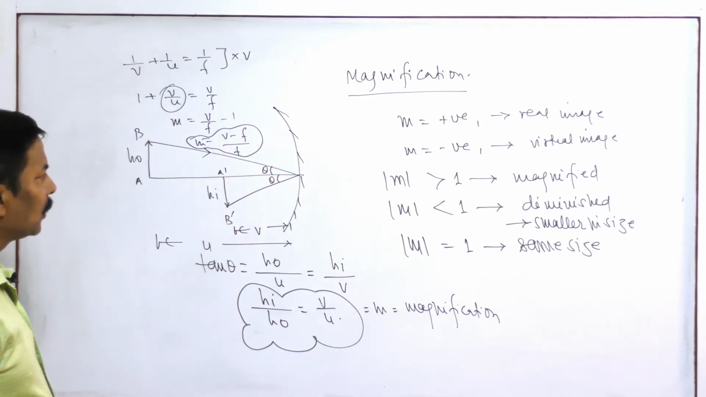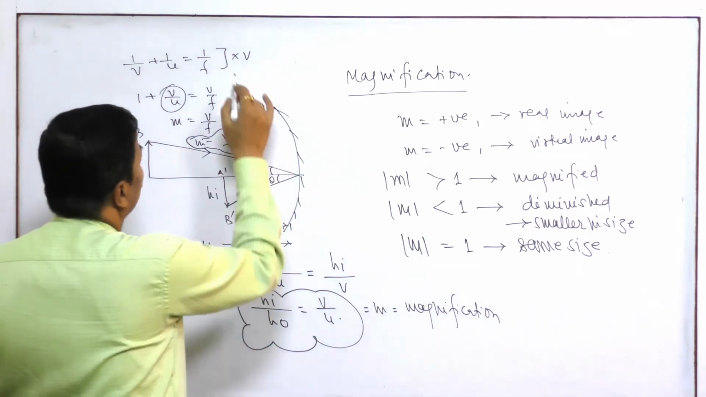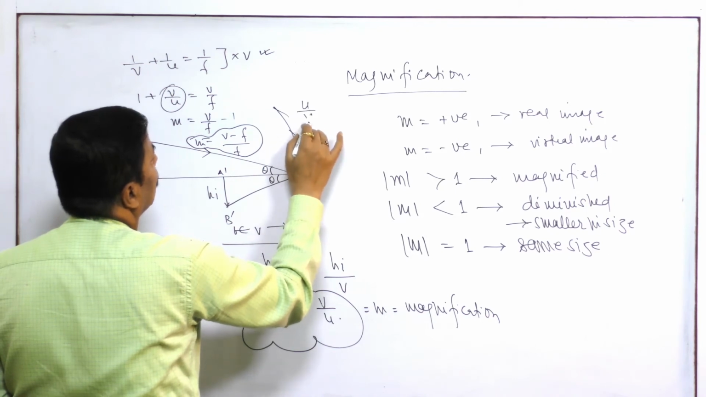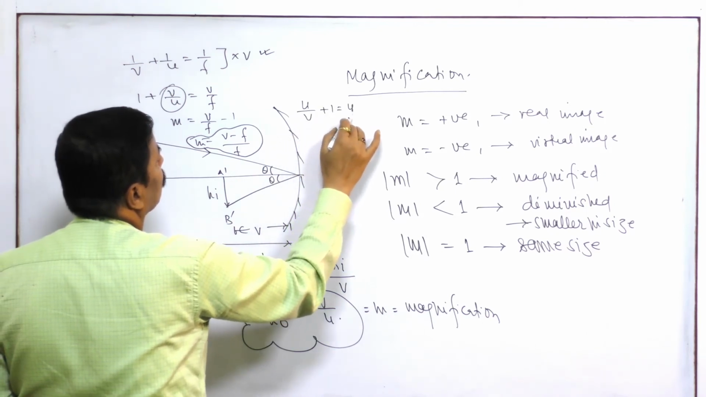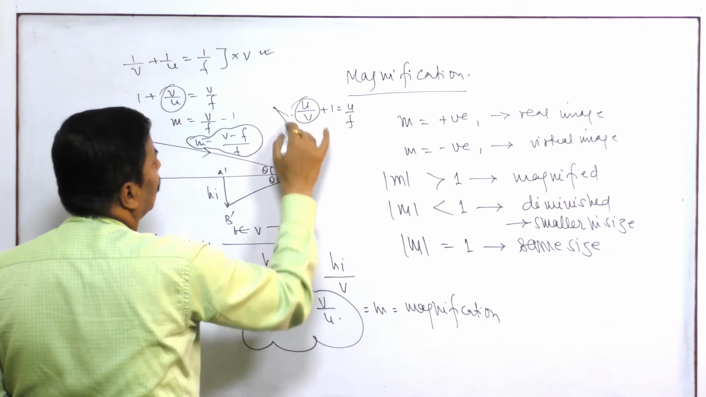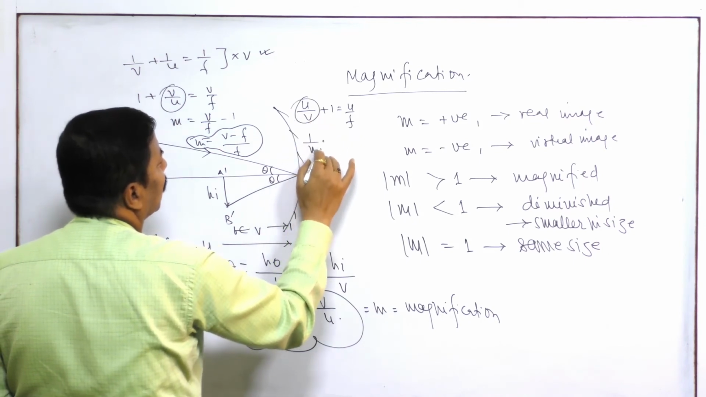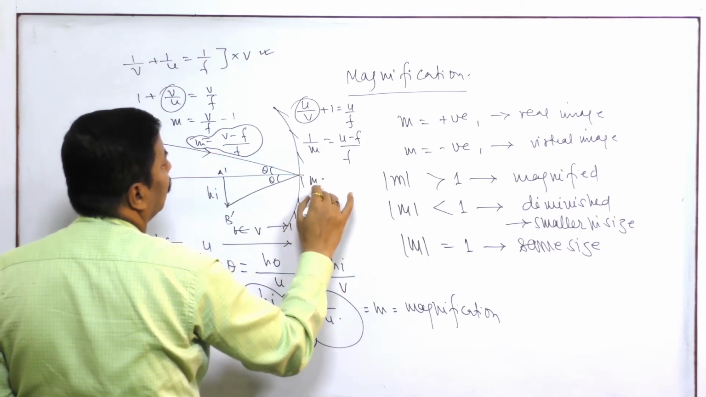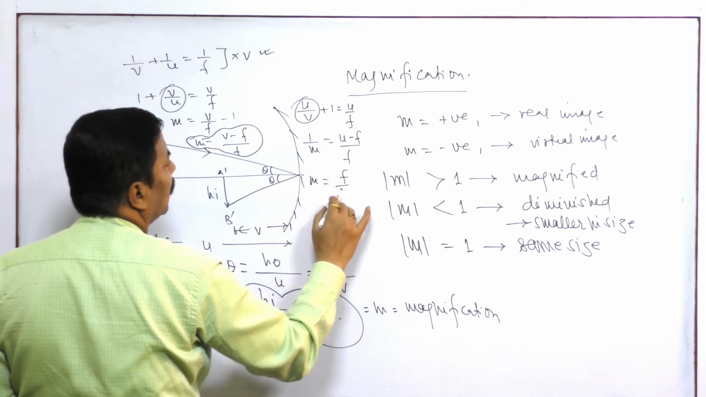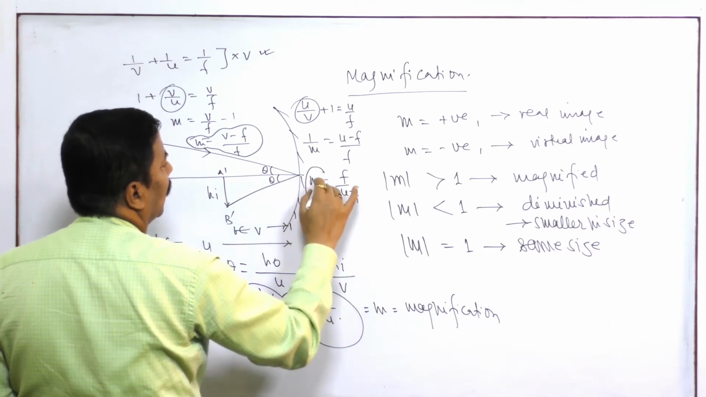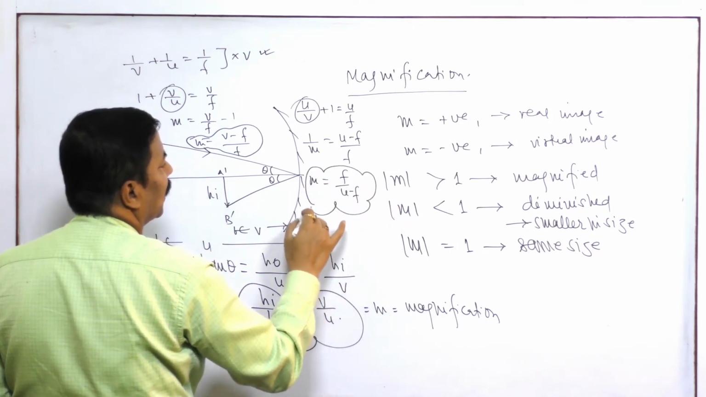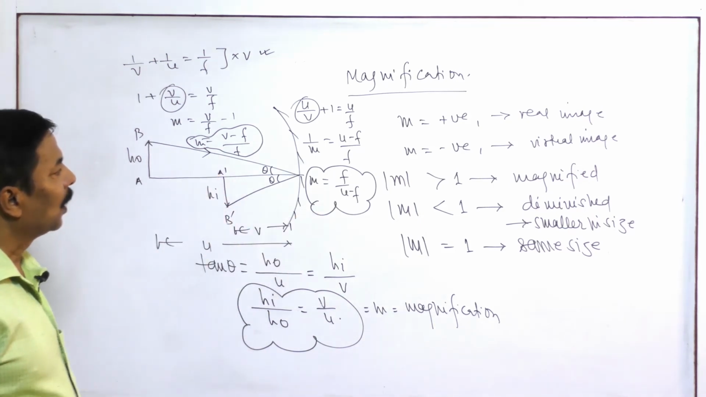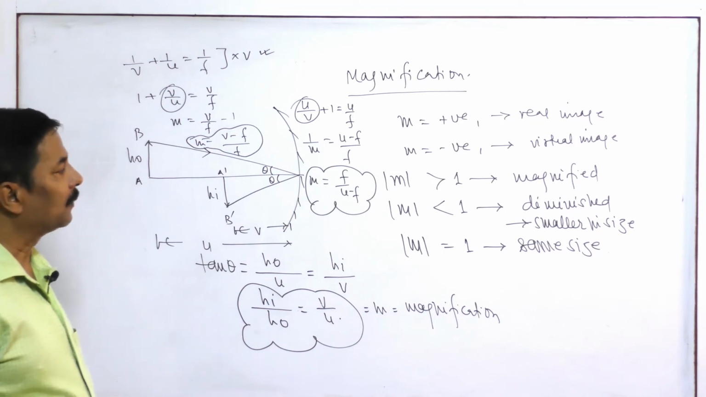Similarly, we can also derive another formula. If I multiply this equation by U, then U by V plus 1 is equal to U by F. This will be 1 by magnification. So 1 by magnification is U minus F by F. So M is equal to F by U minus F. This can also be treated as a formula for magnification. So this and this, all the values give you the magnification.